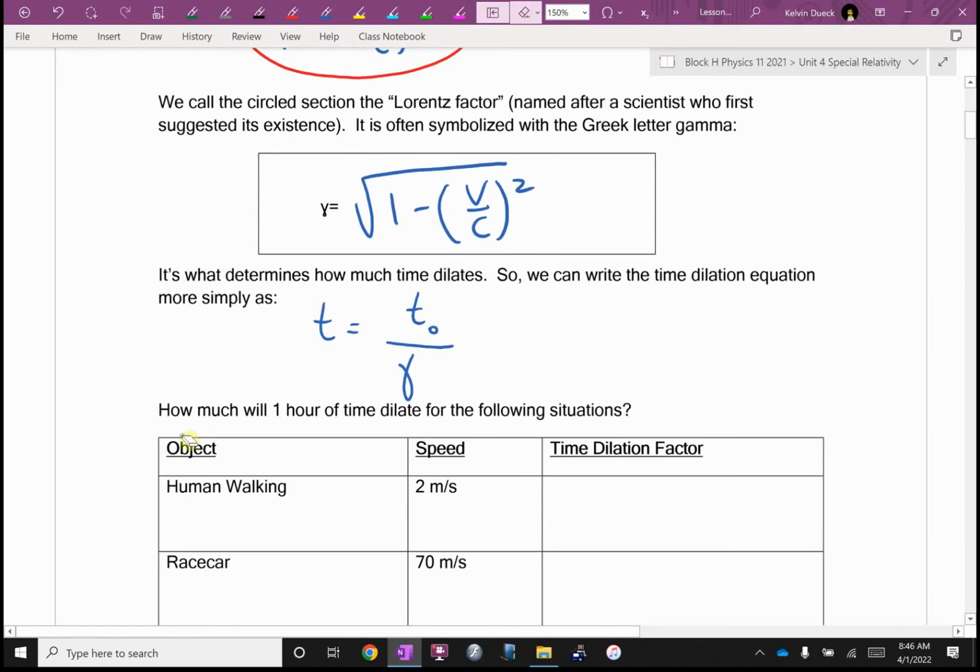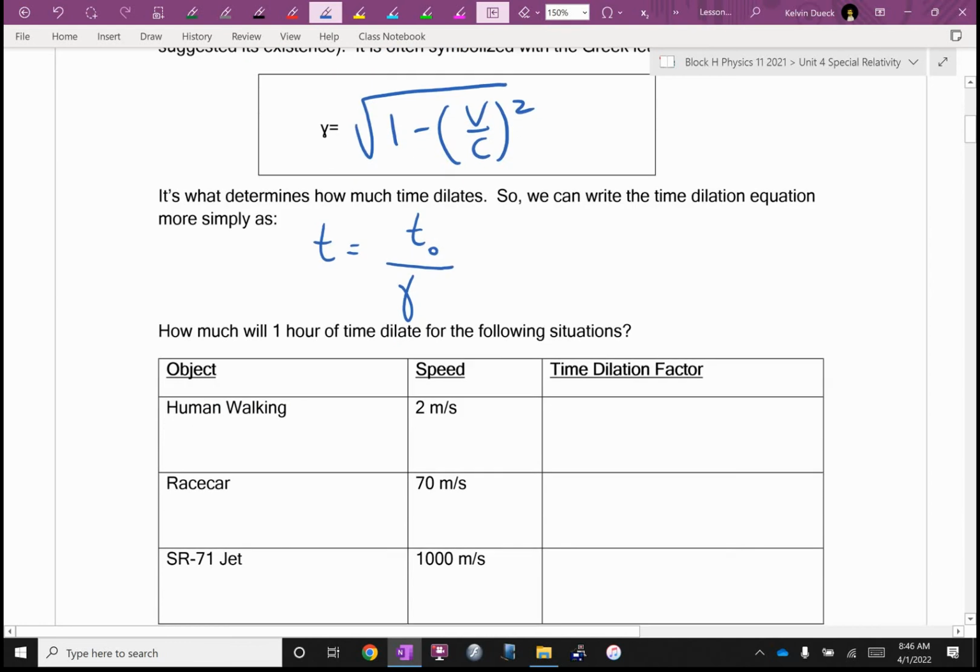Number one, this next example asks this. How much will 1 hour of time dilate for the following situations? I'm going to draw a little line like this. Here's what we're going to do. We're going to quickly calculate time back on Earth for 1 hour divided by the square root of 1 minus whatever speed I'm giving you.